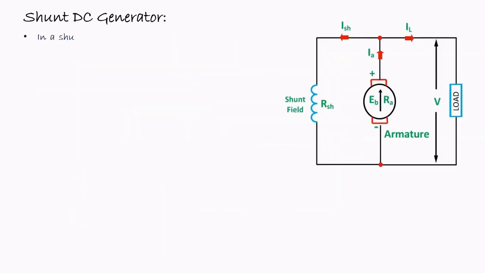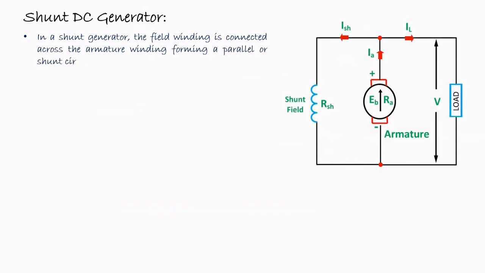So next is the shunt generator. In shunt generator, the field winding is connected across the armature winding, forming a parallel or shunt circuit. The shunt means the parallel. So here in this circuit, the armature winding and the field winding are connected in parallel, and the load is also connected across this. So each and every part is connected parallel to each other, that is the armature winding, field winding, and load. All are connected in parallel.